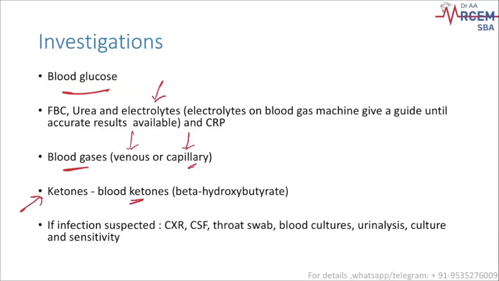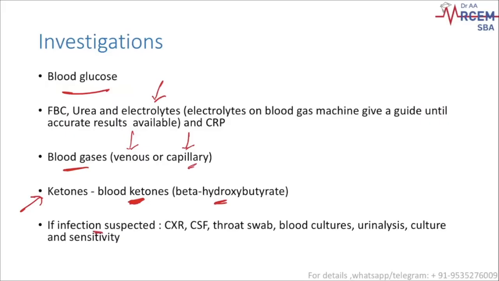Ketones, blood ketones are preferred. That's why in the pediatric age group, I'm just mentioning blood ketones. I'm nowhere mentioning the urine ketones. Blood ketones are much more sensitive, a much better parameter compared to the urine ketones. So you are getting blood ketones done. When you're getting blood ketones done, what you're measuring is beta hydroxybutyrate. You're not measuring other ketones. You're just measuring beta hydroxybutyrate.